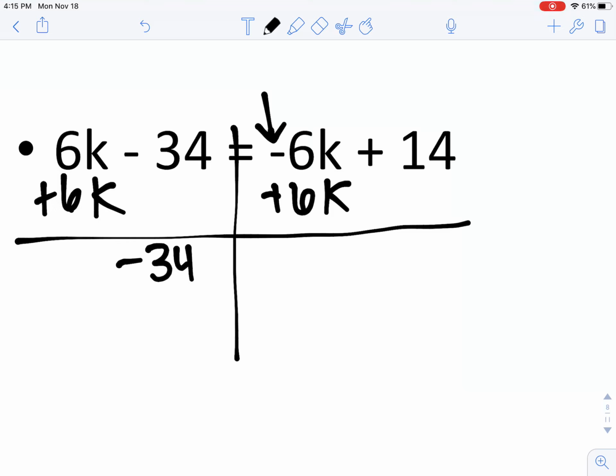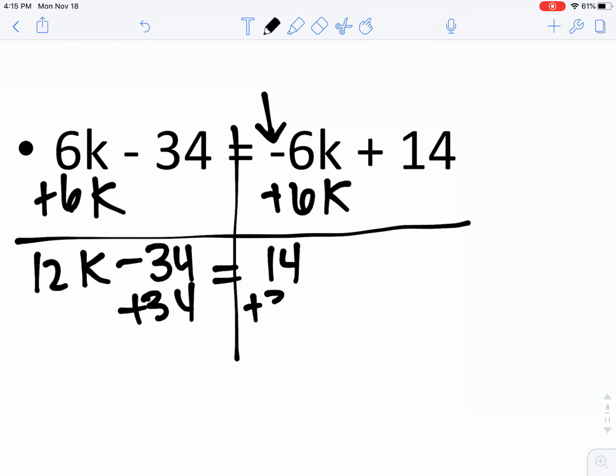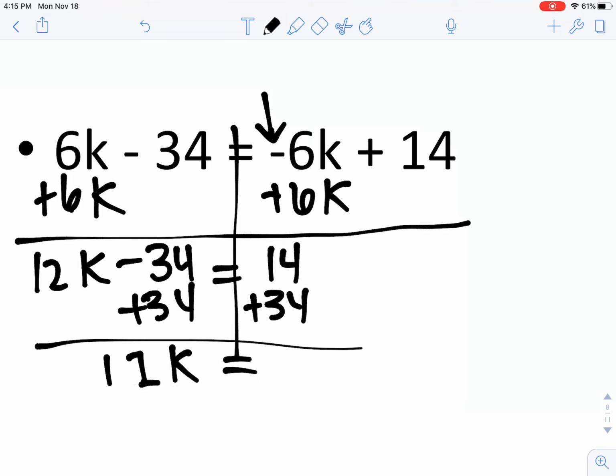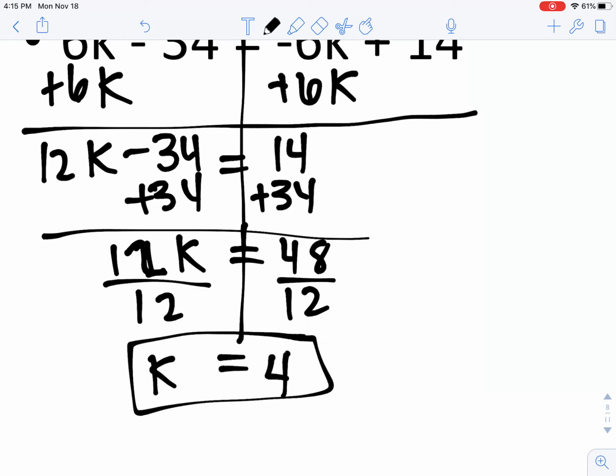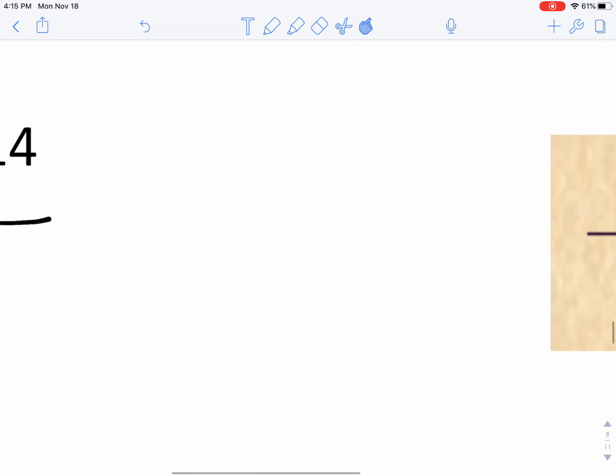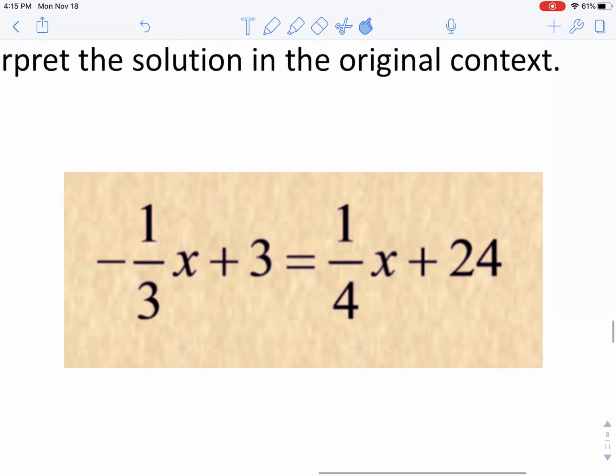So I'm left with, oops, 12k minus 34 equals 14. I'm then going to add 34 to both sides. And I get 12k equals 48. I am then going to divide both sides by 12. And I'm left with k equals, 12 goes into 48 4 times. k equals 4. I want you to pause the video on this problem and try it on your own.